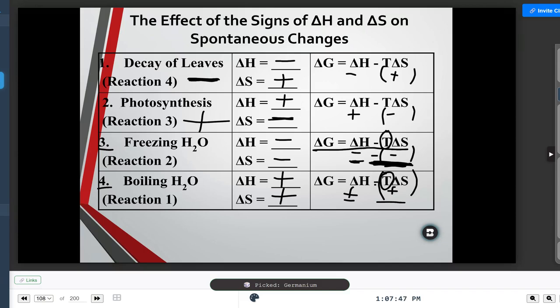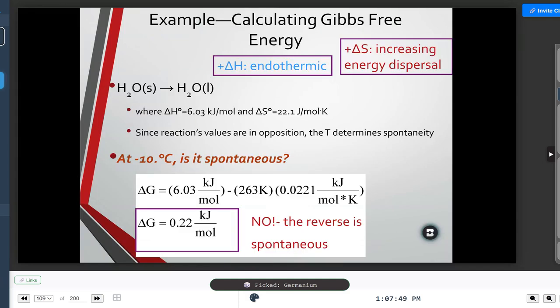Okay, let's see what we can do in terms of a problem. This is what a problem like this might look like. First of all, we've got a process, this solid water turning to liquid water, right? And so we know that this is ice that's melting and it's got to absorb some energy. So we know we're dealing with an endothermic process. We know that the solid was more localized and the water, as it melts and kind of spreads out all over the place, is dispersing the energy. So we have a positive delta S.